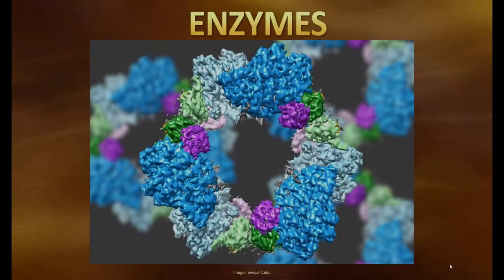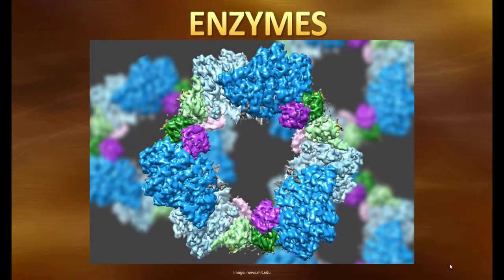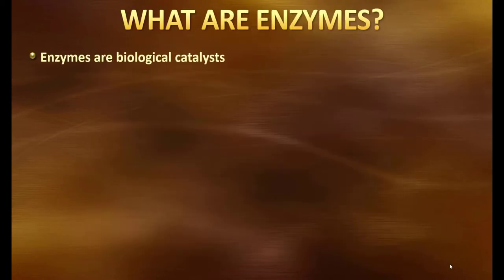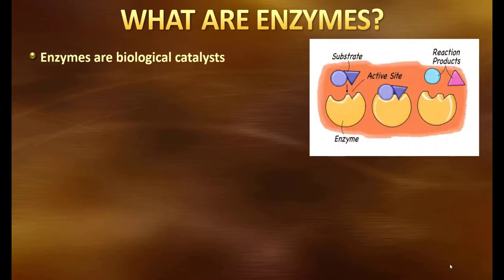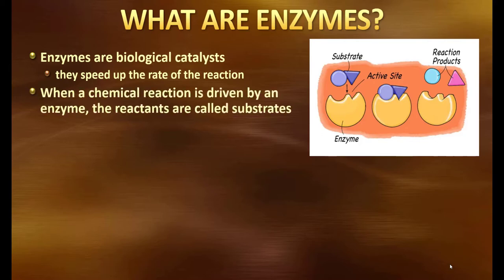Now let's take a look at those critical components that help regulate biochemical reactions, and that involves enzymes. Enzymes are biological catalysts. Recall that a catalyst is anything that speeds up the rate of a chemical reaction. So if it's a biological molecule, then it is a biological catalyst. When we have a chemical reaction that's driven by an enzyme, the reactants are now called substrates. So instead of reactants going to products, we have substrates going to products.